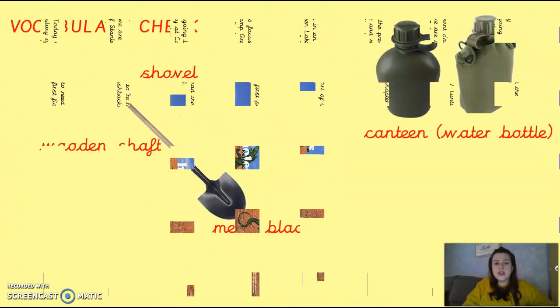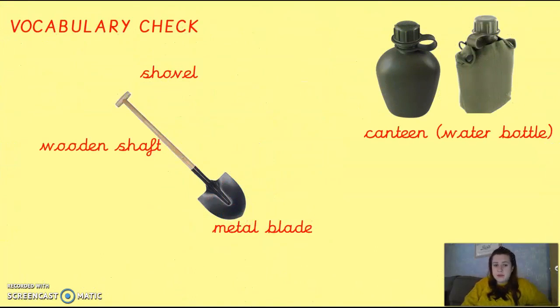Okay, so let's just double check that we know what some of the vocabulary is. So it talks in this chapter about a canteen, which is what we would call a water bottle. And there are some pictures of the types of canteens that they might have had. And then we've got the different parts of a shovel. So we know what a shovel is, hopefully. So there's a picture of one. You use it to dig up things. You might have one in your garden. And it's got a metal blade on the end and a wooden shaft, so like a wooden stick for the handle.